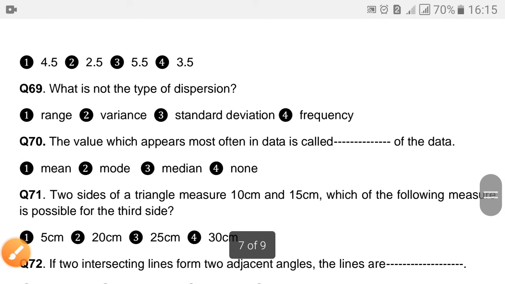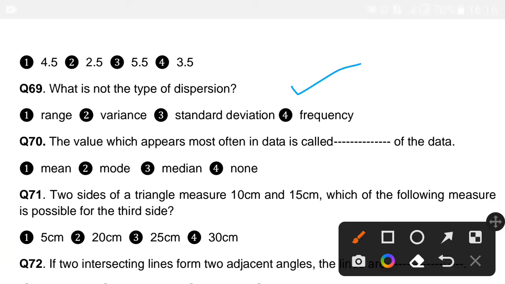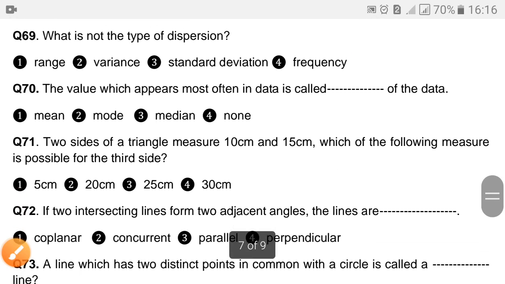Question number 69 is: what is not the type of dispersion? Range, variance, standard deviation, and frequency are given. Obviously frequency is not a type of dispersion; standard deviation, variance, and range are all dispersion, but frequency is not. It is just a number, the total number of data which occurs in some given table or data set. So here frequency is not the type of dispersion.